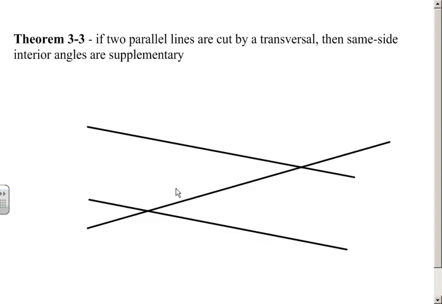Theorem 3.3 says if two parallel lines, so we're going to draw parallel lines here again, and we'll put an arrow here and right here. That means these two are parallel. If they are cut by a transversal, then same side interior angles are supplementary. So if this angle here is 70, then we know this angle here has to be 110, because these parallel lines are cut by a transversal, so this has to add up to 180 with this angle here. They're supplementary.